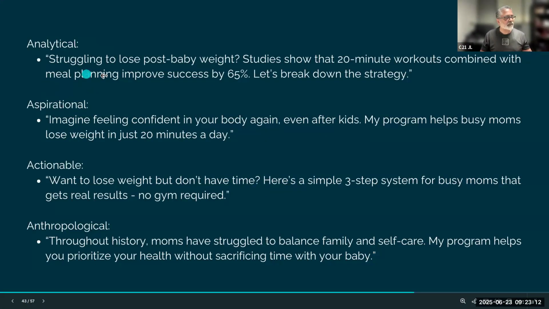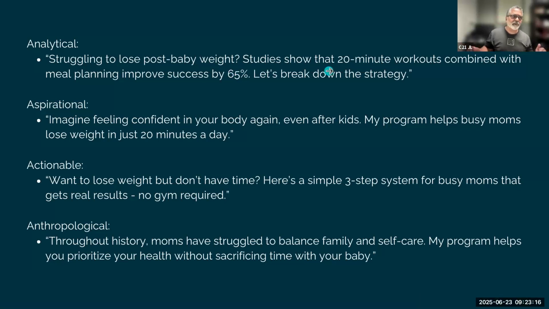If it's analytical, you're going to say, okay, struggling to lose post baby weight? Studies show that a 20-minute workout combined with meal planning improves success by 65%. Let's break down the strategy. If it's aspirational: imagine feeling confident in your body again, even after kids. I won't go on with the rest. Actionable: do you want to lose weight but don't have time? Here are 3 simple steps. If it's anthropological: throughout history, moms have struggled with a balance of family and self-care.